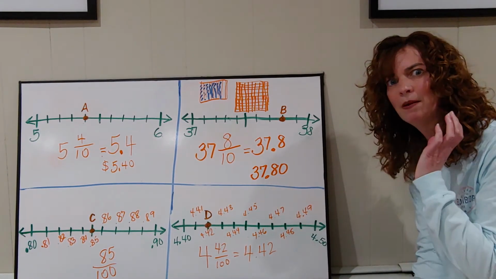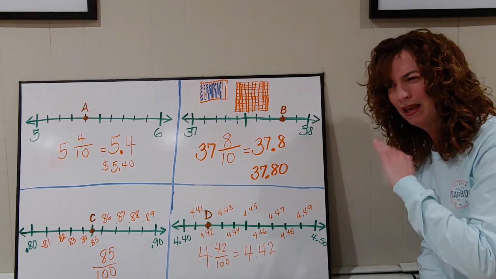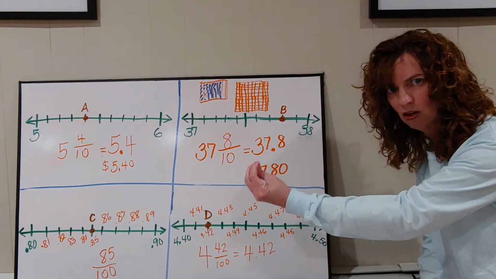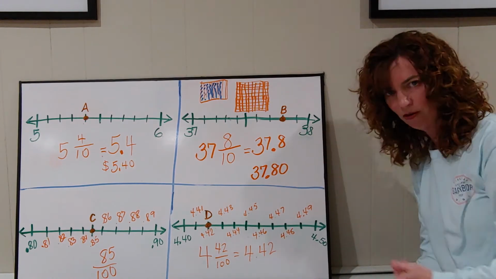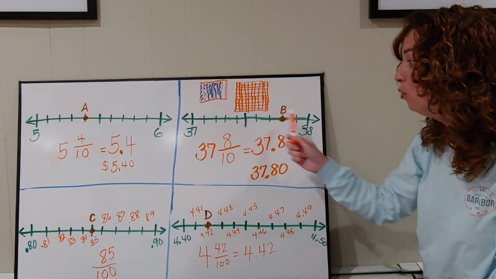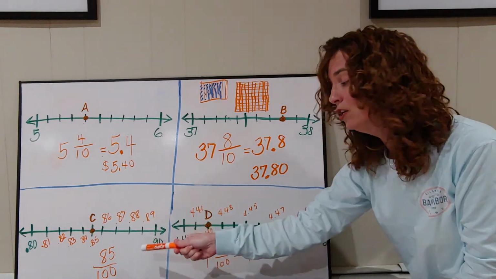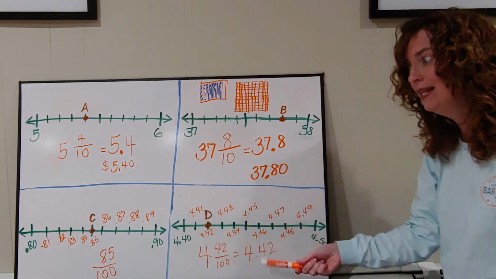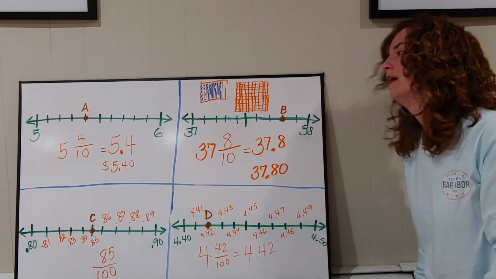Yesterday we talked about some general, more basic things between 0 and 1 on a number line, but today we got a little fancier, right? We had whole numbers, smaller, we had bigger whole numbers, we had decimals to the hundredths, and we had a whole number and decimals to the hundredths.